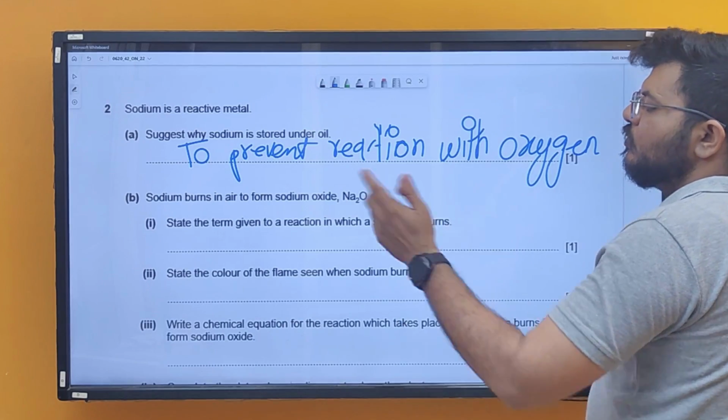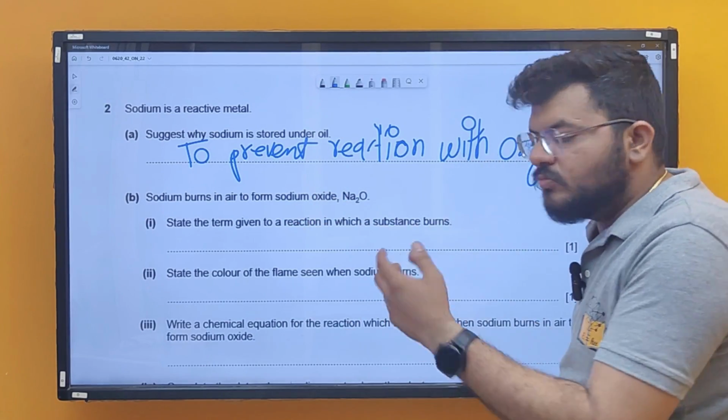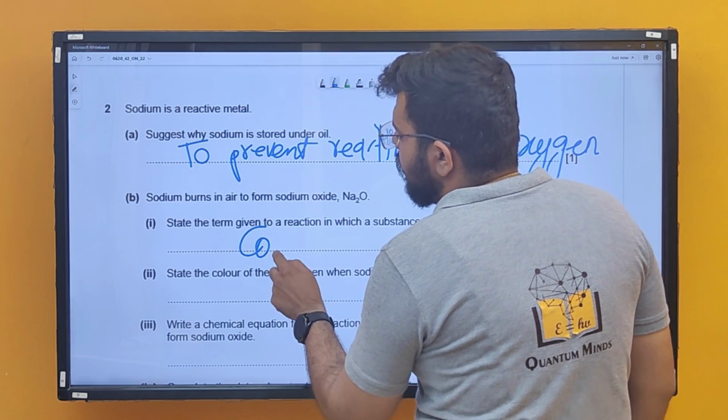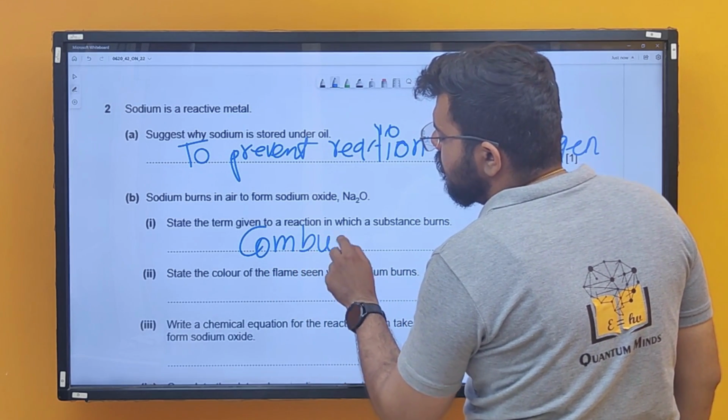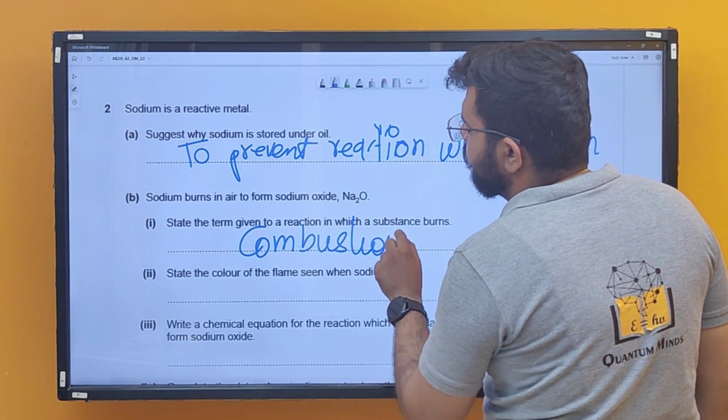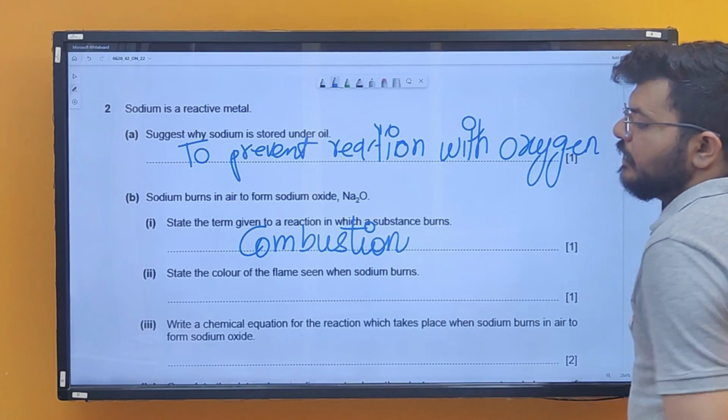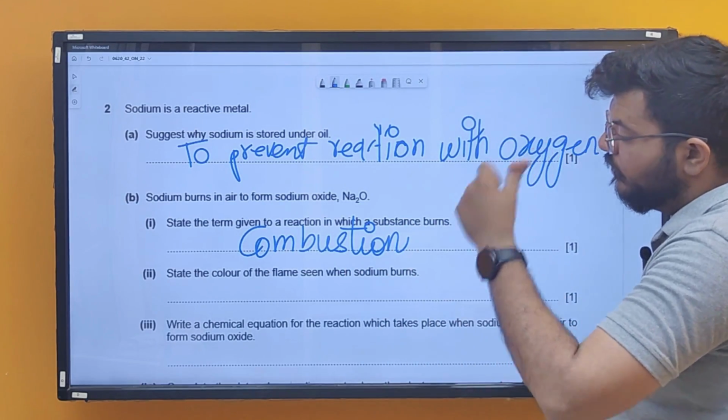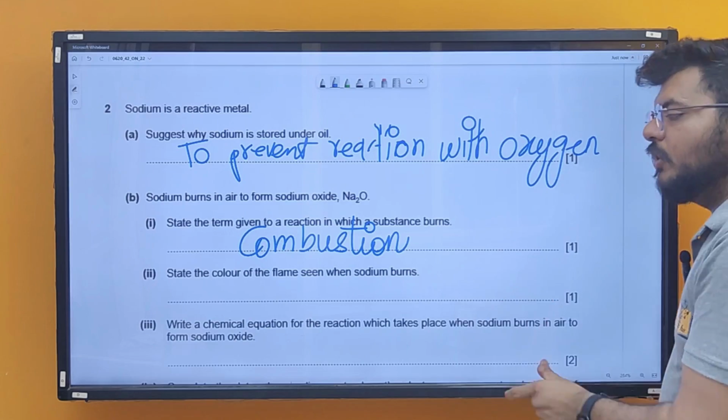State the term given to reaction in which substance burns. Burning is combustion. The chemical term is combustion. So that is our answer. State the color of flame seen when sodium burns.